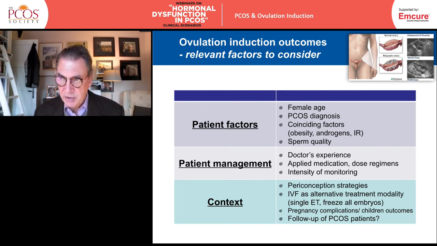PCOS diagnosis, the diagnostic criteria, I mentioned that earlier, and I showed you the data that particularly elevated androgen levels are more problematic, both in terms of success of ovulation induction, but even if you're successful, in terms of pregnancy complications. So other coinciding factors: obesity, insulin resistance, and of course, never forget sperm quality, and we shouldn't focus on the PCOS patients only.